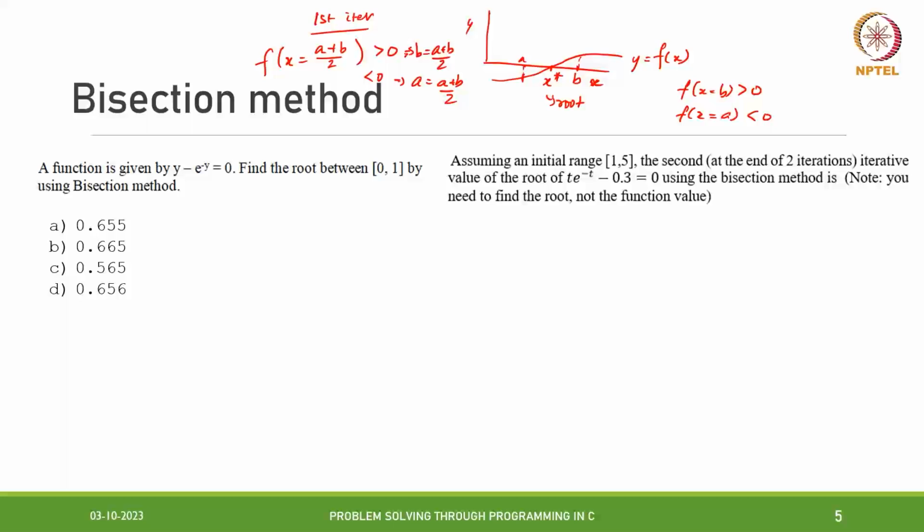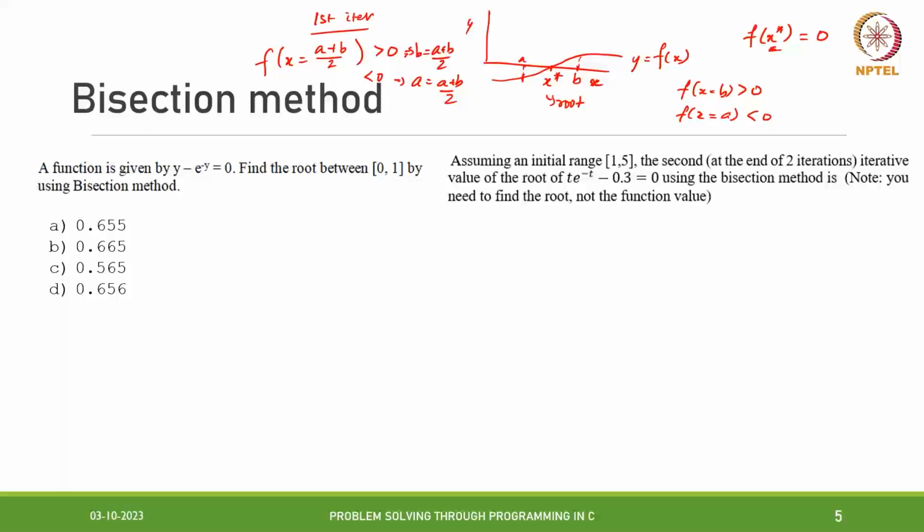So let's say there is some random function, y equals f of x, and we need to find the root, that is the x star for which f of x is 0. So basically we need to find for what x star the value of the function becomes 0, where the function meets the x-axis. That is the root. So x star is the root. Now what we do in the bisection method is we consider two initial conditions, x equal to a and x equal to b, such that they are on opposite sides of the root. How do we know that they are on opposite sides of the root?